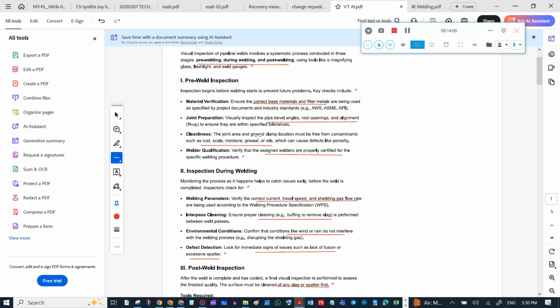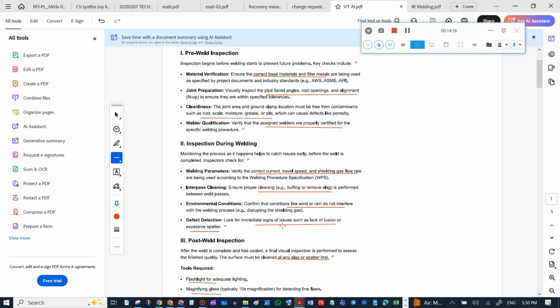So this one we are checking: correct current in amperes, what is the voltage, then the travel speed, then the shielding gas is not there for our SMAW. Then interpass cleaning, so buffing to remove slag, which we performed. The environmental conditions like wind or rain which cannot interfere with the welding process. The defect detection, immediate signs of lack of fusion or excessive spatter. This one we will discuss in the weld defects.